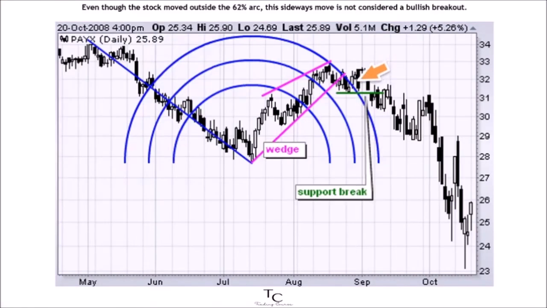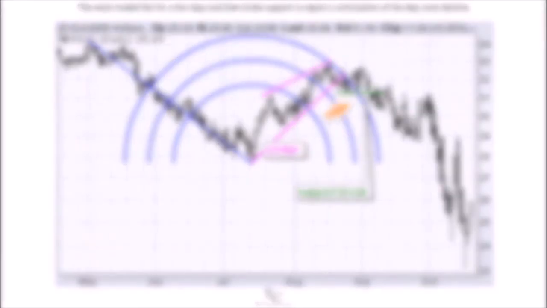Even though the stock moved outside the 62% arc, this sideways move is not considered a bullish breakout. The stock traded flat for a few days and then broke support to signal a continuation of the May to June decline.